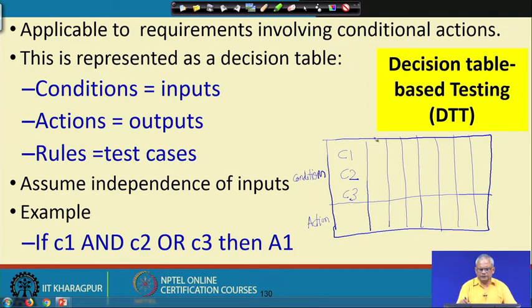Let us say C1 is true, C2 is true, C3 is true, and therefore the action A1 is yes, it will be taken. If C1 is true, C2 is true and C3 is false, then still it is yes. But if C1 is true, C2 is false and C3 is false, then it will be no, and so on. So, this is the simple way to construct a decision table.